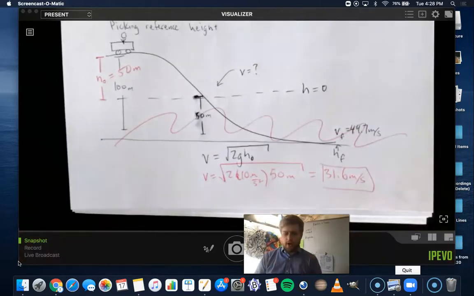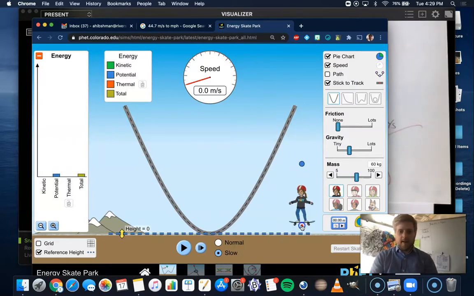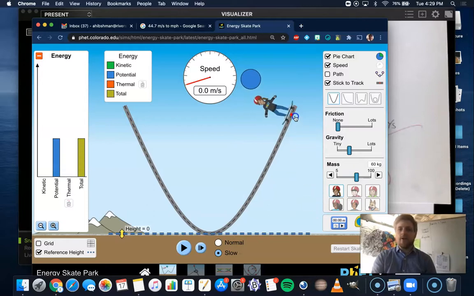I wanted to reinforce this by showing you in the simulation that we used for our lab. Alright, so here is one of the versions of the Energy Skate Park. I'll link this in the email I send out. What we can do is move our skater around. When the skater's on the ground, they have no potential, no kinetic. As we lift them up, you'll see that the amount of potential energy grows, as does their total mechanical energy. It's just a combination of kinetic and potential. Since they're not moving, they've got no speed, the initial kinetic is exactly 0. We've got friction turned off.